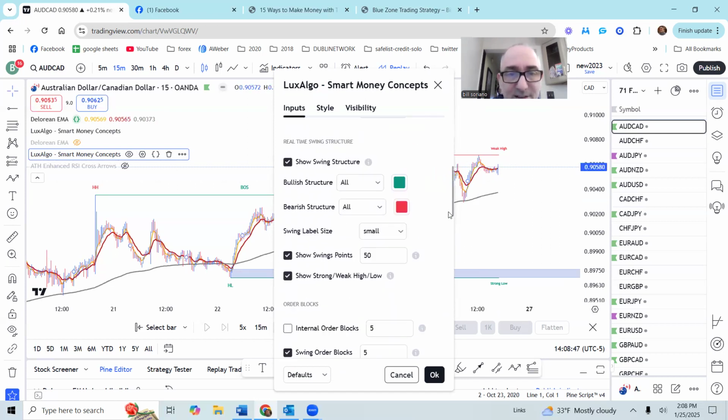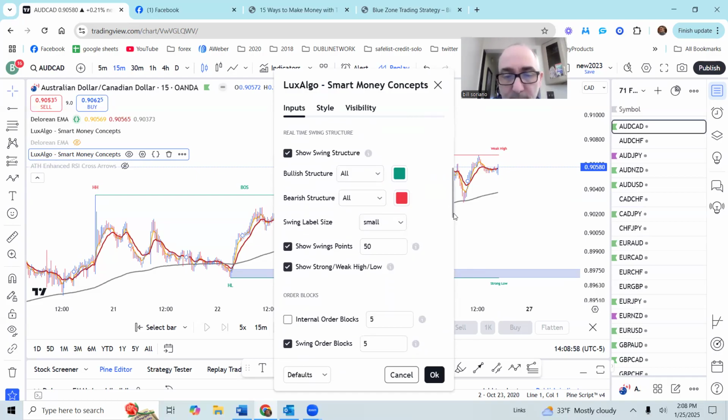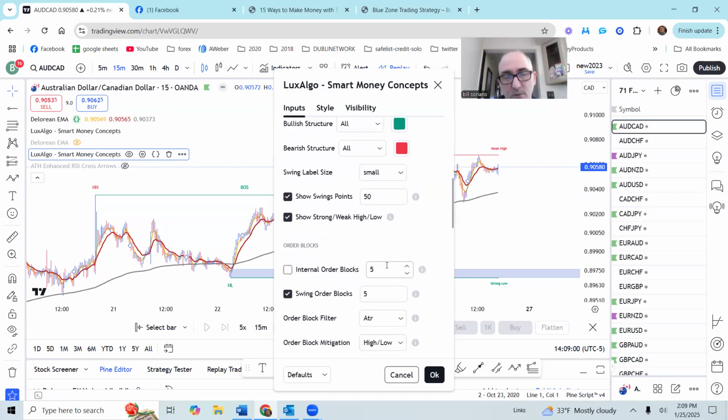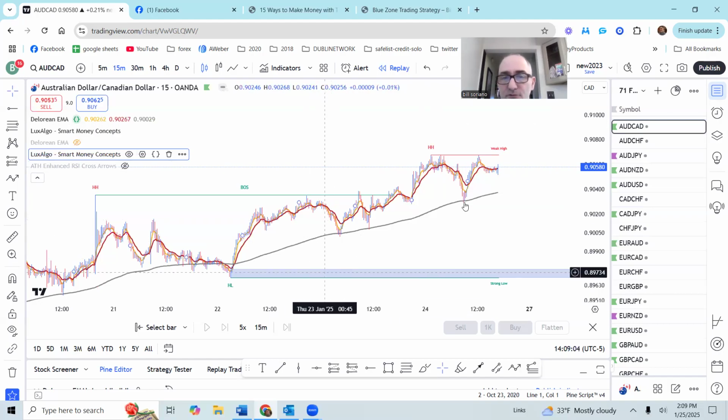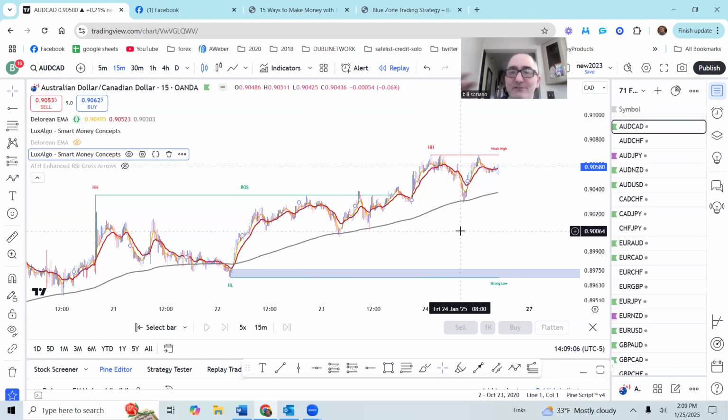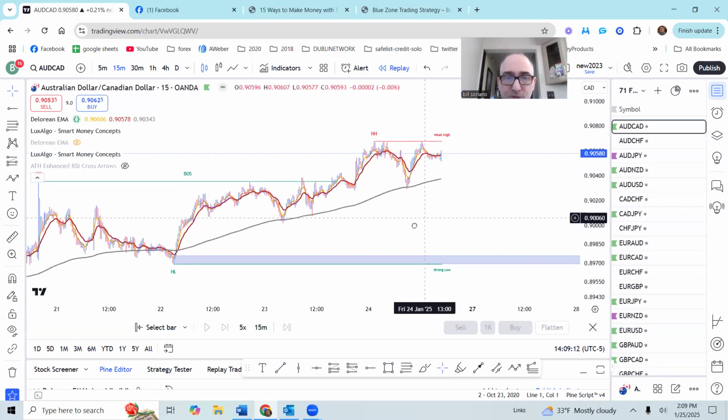So you can see here how I have show swing structure, show swing points, show weak and strong highs and lows, and then show me the swing order blocks, 5 of them, but don't show me internal ones. I don't want to see internal ones. So we don't have any internal structure showing because that's what gets confusing, right? That's what sometimes confuses people. So we just have the swing structure showing.